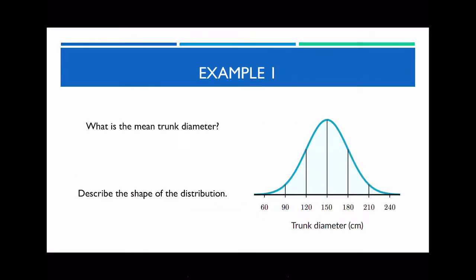So in the first example over here, what is the mean trunk diameter? So again, we said that it's where it has the tallest peak, so therefore it's going to be 150 centimeters. Make sure you're including units if applicable, and describe the shape of the distribution. In this case, that's just going to be symmetrical.